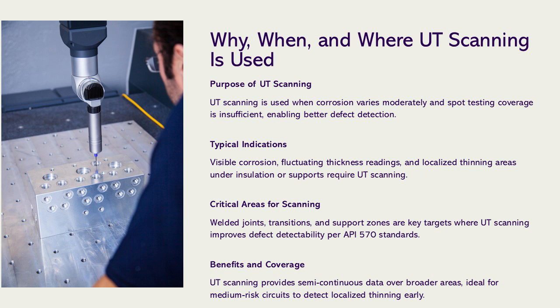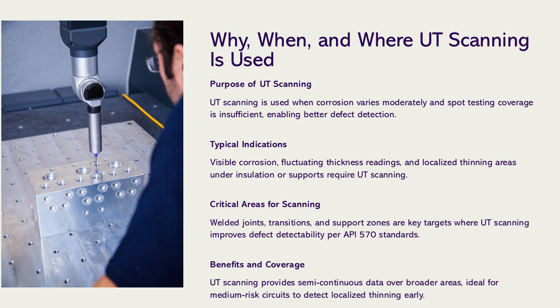API 570 Section 6.2.7 identifies welded joints, transitions, and support zones as areas where UT scanning improves defect detectability. In these settings, corrosion does not occur uniformly; therefore, scanning a broader region is necessary to establish an accurate minimum thickness. API 574 outlines common localized corrosion mechanisms, such as MIC, underdeposit attack, and erosion corrosion, that require wider coverage.